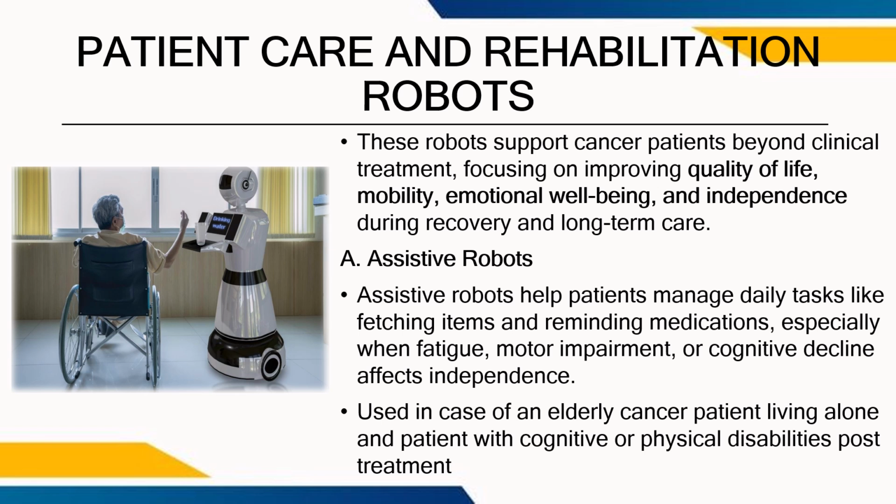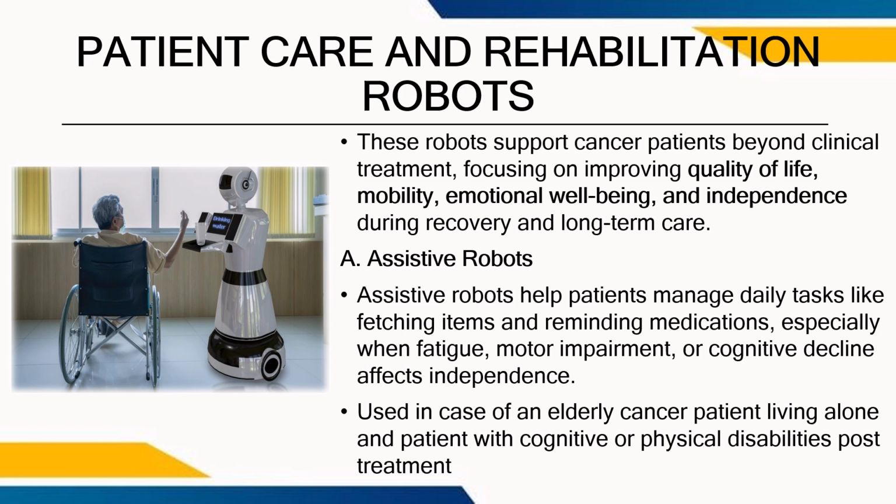Our fifth topic here is patient care and rehabilitation robots. These robots support cancer patients beyond clinical treatment, focusing on improving quality of life, mobility, emotional well-being, and independence during recovery and long-term care. So here in the picture you can see a robot assisting a patient who is dependent and needs care, where the robot is saying on the screen, drinking water. So it is assisting patients who are not physically able, or who are dependent on some other person for their normal life. For those, such robots are used.